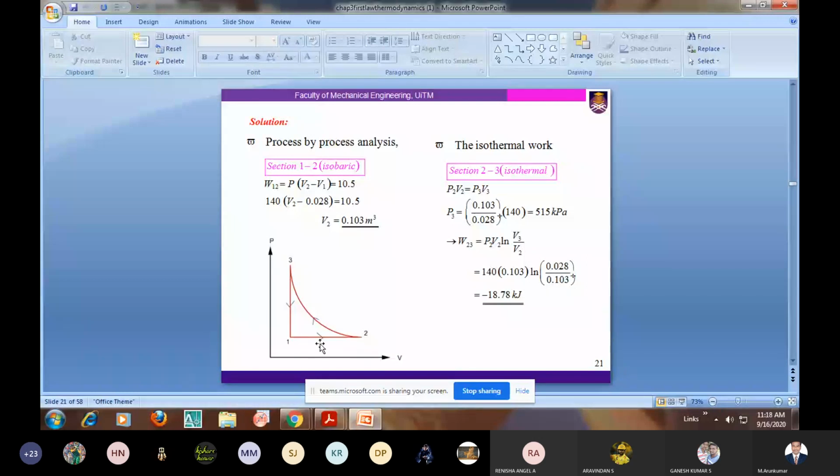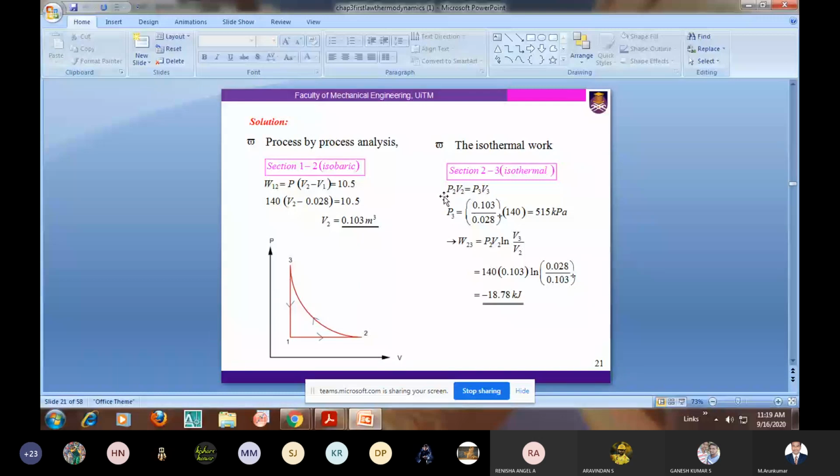In this constant pressure process, there is an increase in volume, right? The initial volume is 0.028 meter cube, and the final volume is 0.103 meter cube. So there was an increase in volume. Right, so we can go to the next process, that is the isothermal process.